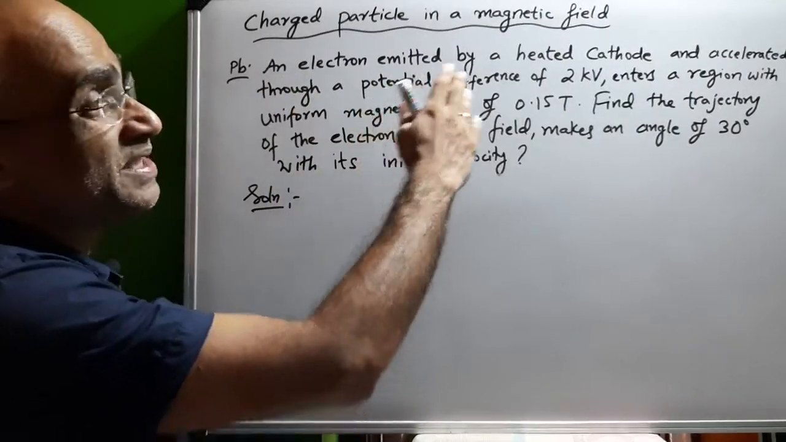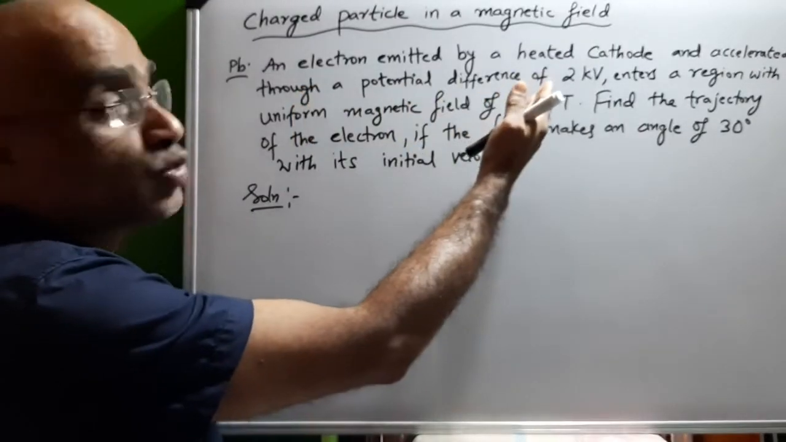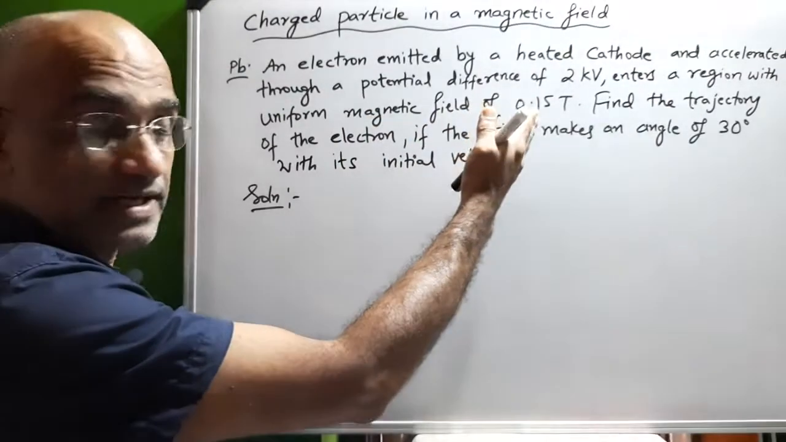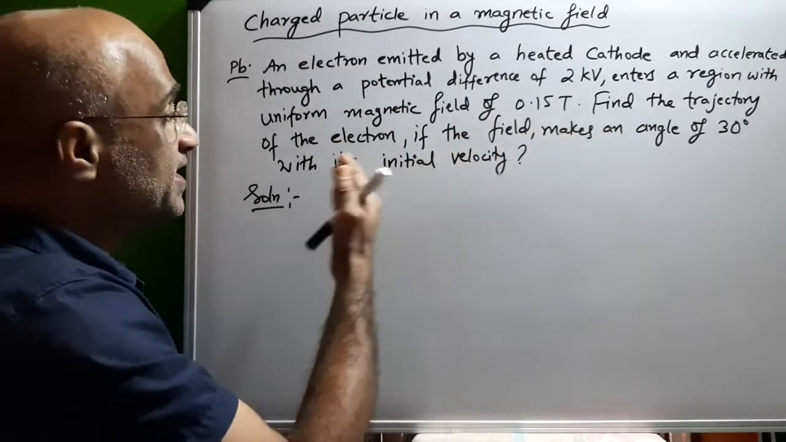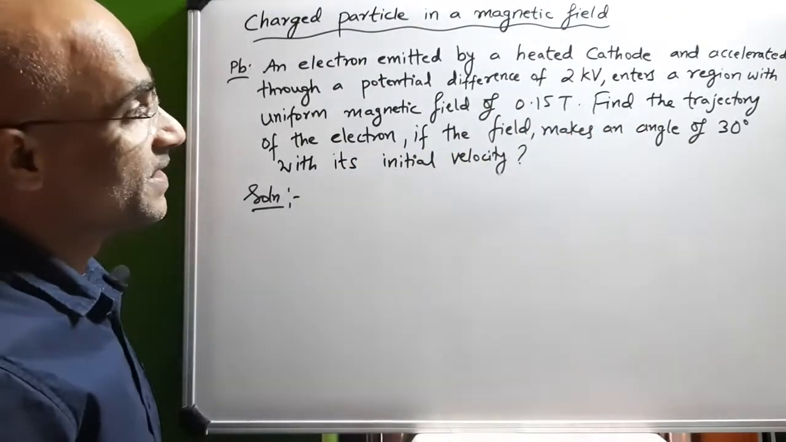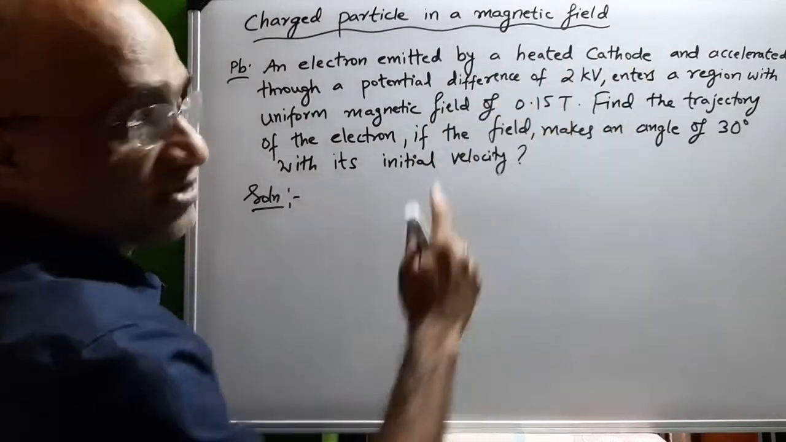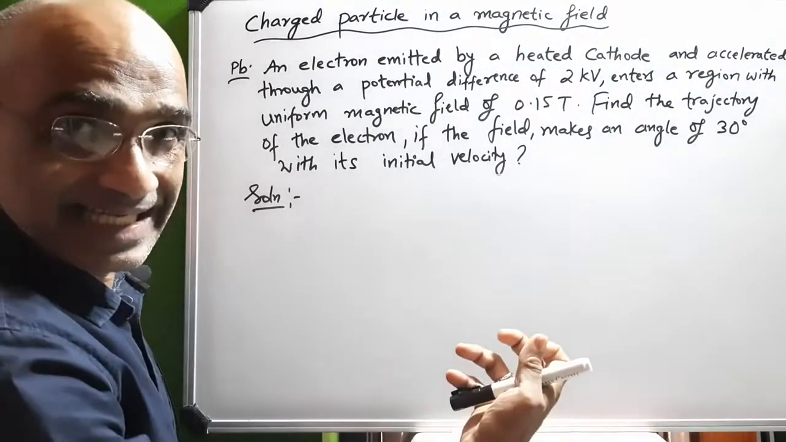An electron that is emitted by a heated cathode and accelerated through a potential difference of 2 kilovolt enters a region with uniform magnetic field of 0.15 Tesla. We have to find the trajectory of the electron if the field makes an angle of 30 degrees with its initial velocity.